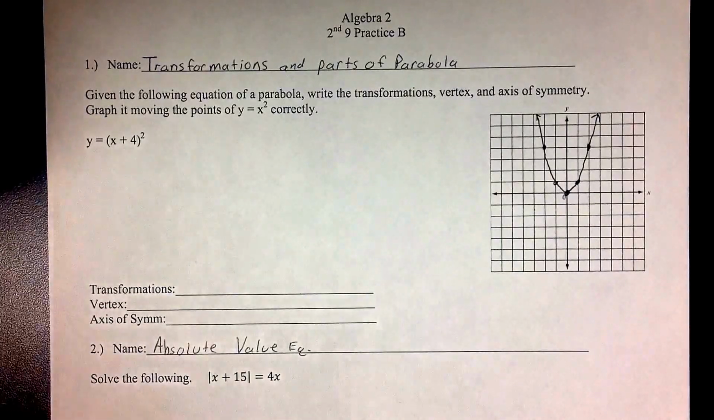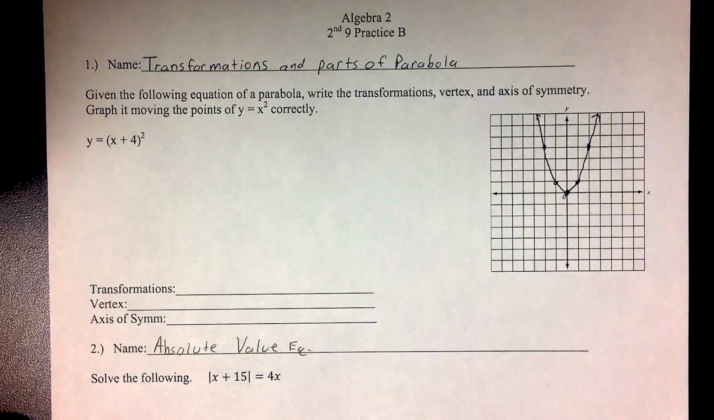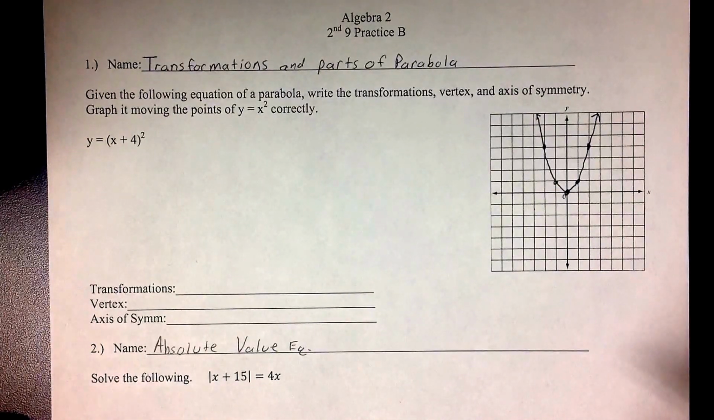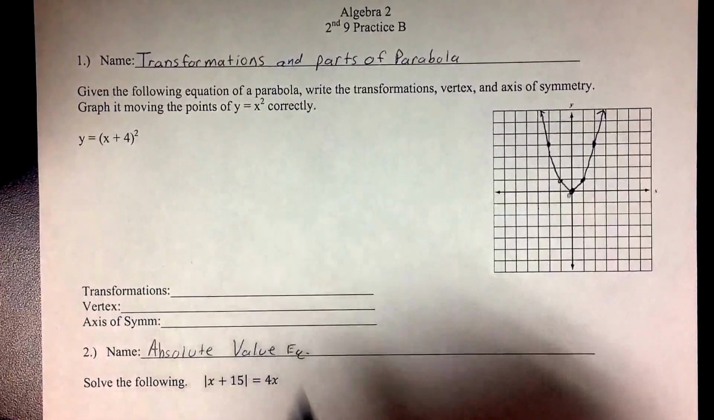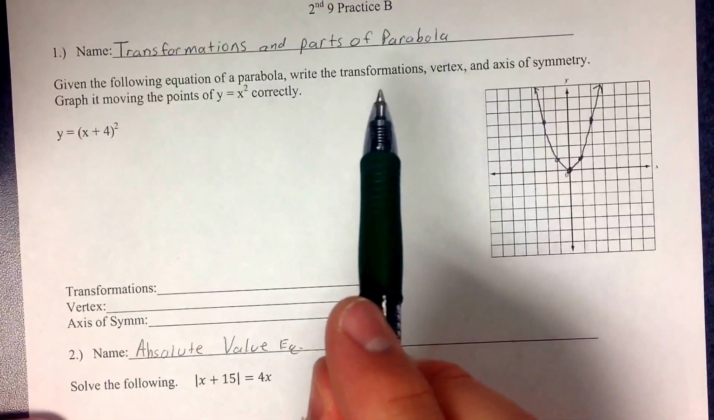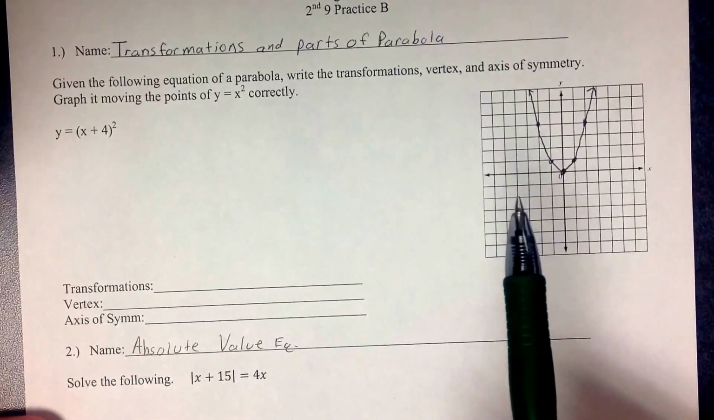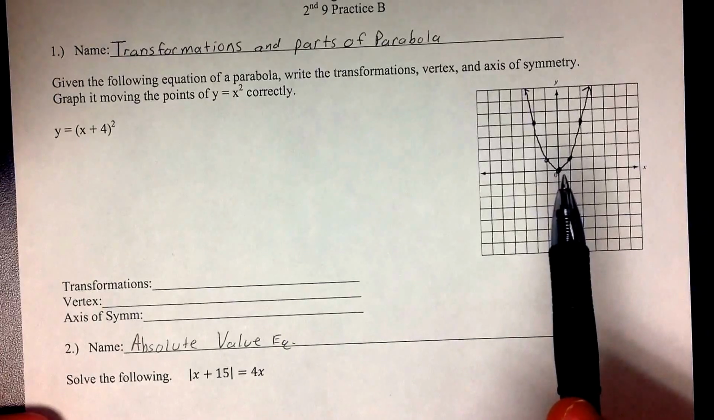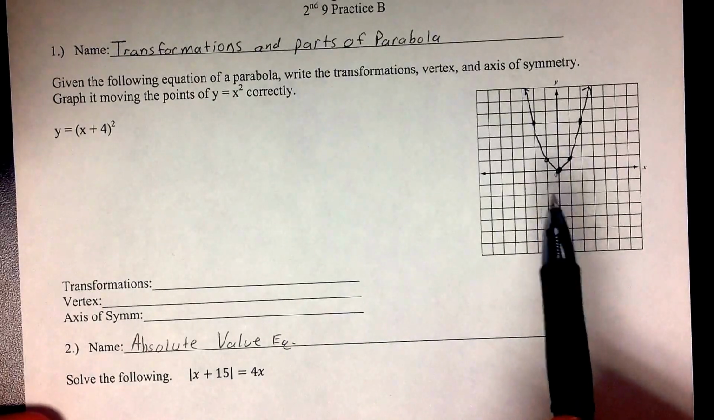Okay, we're going to be talking about Algebra 2, the second 9 weeks worksheets, practice B. Again, the first problem says, given the following equation of a parabola, write the transformation, vertex, and axis of symmetry. Graph it, moving the points of y equals x squared correctly. So we're taking what we did last 9 weeks about transformations, and we're adding in some parts of a parabola, and we want to see how those transformations affect the parent function y equals x squared.